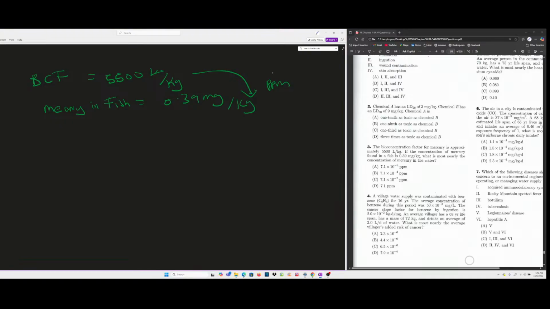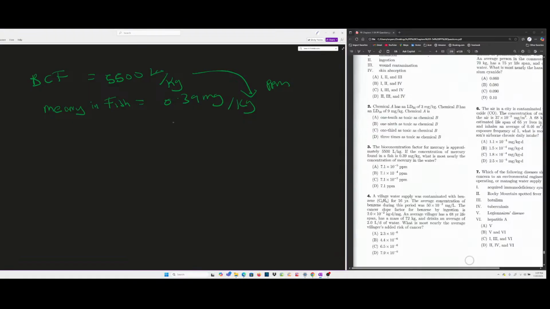I'll talk about how we're going to do that too. Parts per million really has no unit. It can be milligrams per liter, or milligrams per meter cubed, so it has no unit. Then we're looking for the concentration of mercury in parts per million. That's what we're looking for.